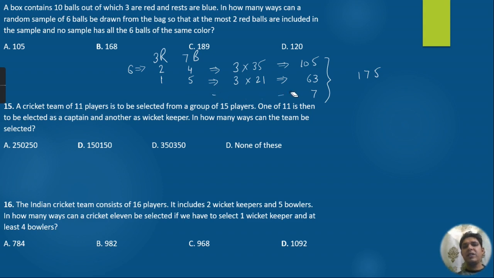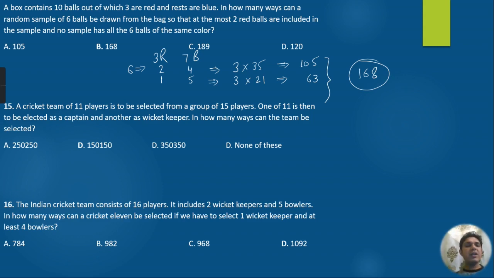We will not take this case because he is saying that the sample should not have all balls of the same color. So just add these two, so 5 plus 3 is 8. So the answer of this question will be 168, right? Okay, coming to the next question.